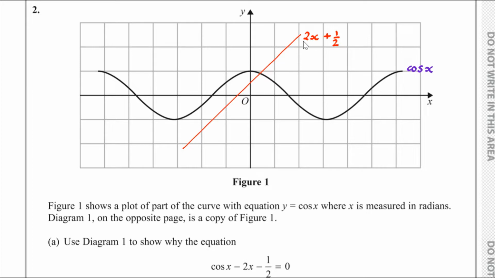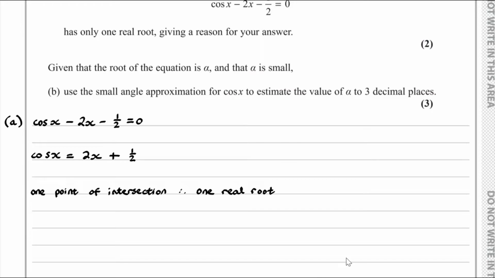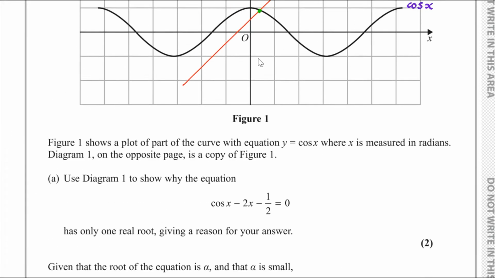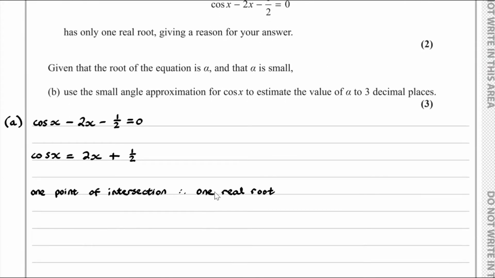So we've got this red line over here, 2x plus 1/2, and here already given to us, we have the graph of cos x. And therefore, what you'd hopefully find is there's 1 point of intersection, and therefore there's only one real root. So let's just write that down. We've got 1 point of intersection that was shown in green over here, and therefore we have only one real root.